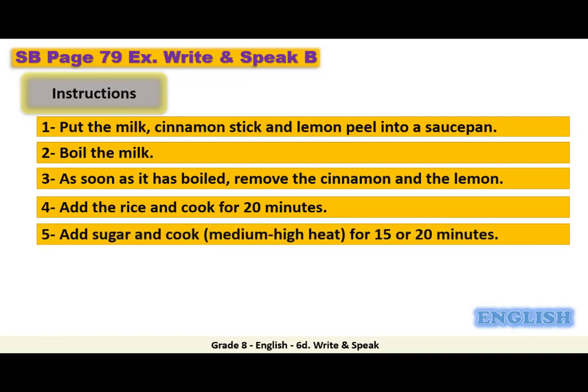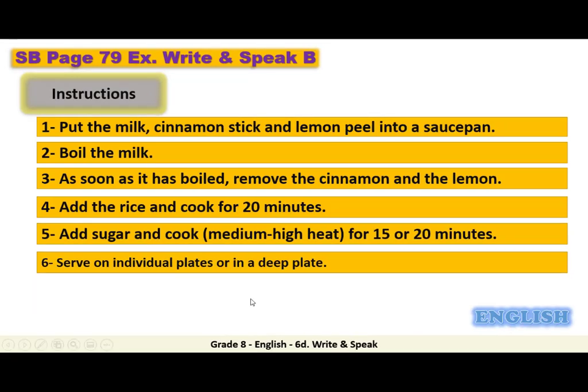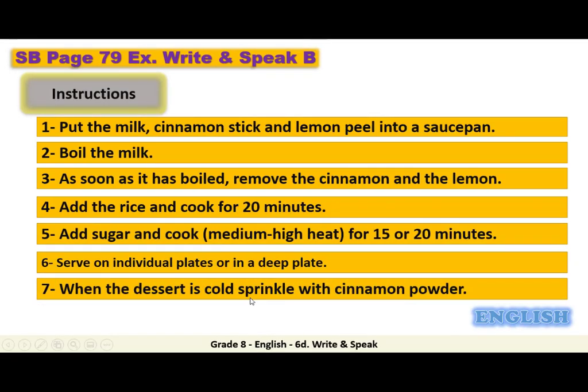Add sugar and cook on medium-high heat for 15 to 20 minutes. Serve on individual plates or in a deep plate. The last step is, when the dessert is cold, sprinkle with cinnamon powder. These are the 7 steps of making what? Do you remember? Good. Rice with milk.